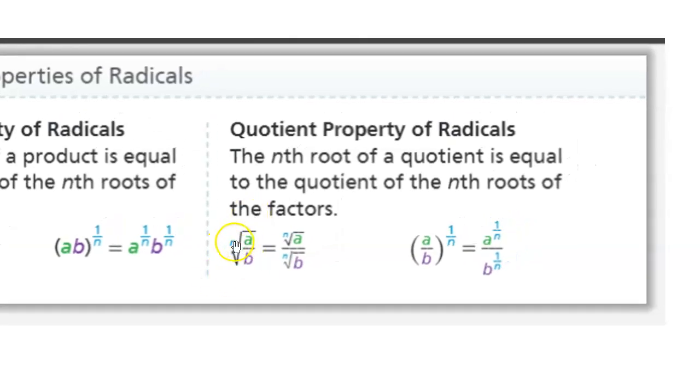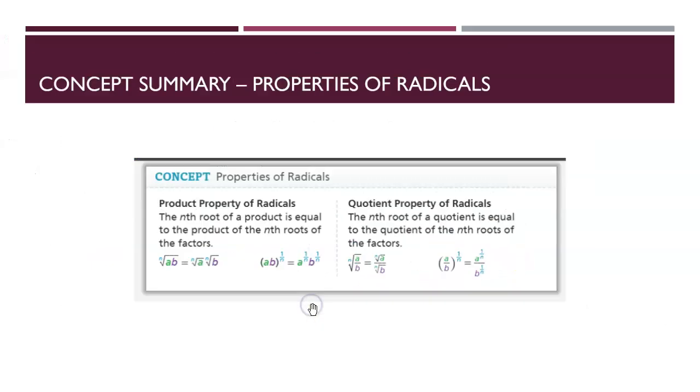Then we have the quotient property. So if we're dividing inside of a radical, and the numerator and the denominator are inside the same radical, we can split that up so that a radical will apply to both the numerator and the denominator. Or if it's written like this in the second form here, if we have a over b raised to the exponent 1 over n, so it's a rational exponent, that rational exponent would apply to both the numerator and the denominator.